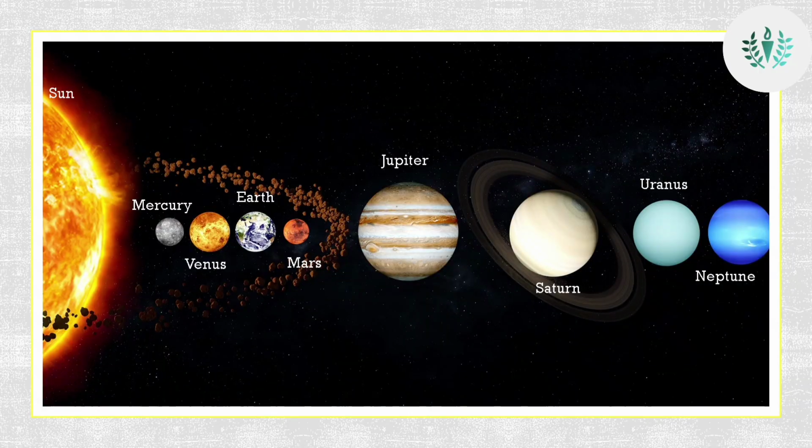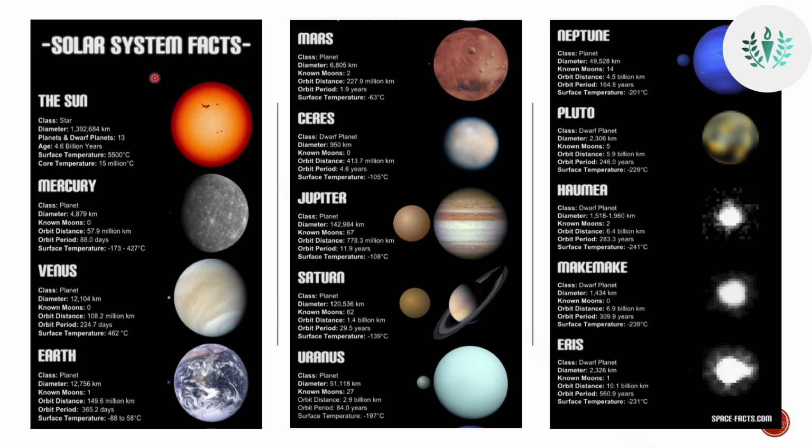Here you can see the pictorial representation of the Sun and all the other planets that revolve around it, starting from Mercury and ending at Neptune. Here we have included some facts about our solar system. These contain information about the Sun, Mercury, Venus, Earth, Mars, Ceres, Jupiter, Saturn, Uranus, Neptune, Pluto, Haumea, Makemake, and Eris.